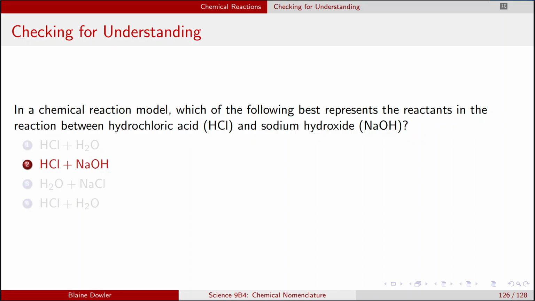They practically gave it to us in the question. Option 3 is actually the products. So HCl plus NaOH produces H2O plus NaCl.